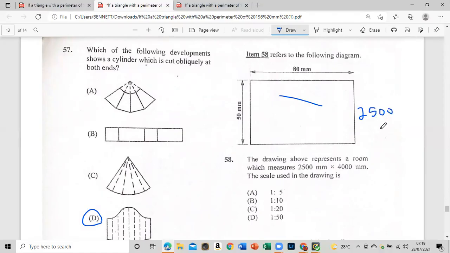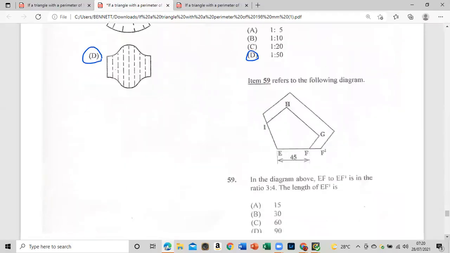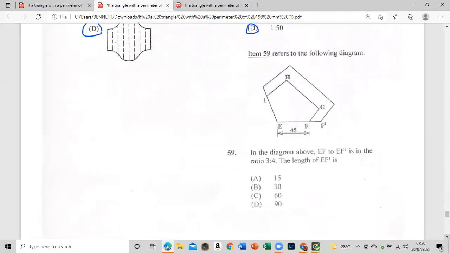Now the scale, to get the scale, I divide this because this actually represents 50, right? So we divide it by 50 and see how much we get. And that is 50. So it's 1 to 50. All right, let's move on to 59 and then 60, and we are through.